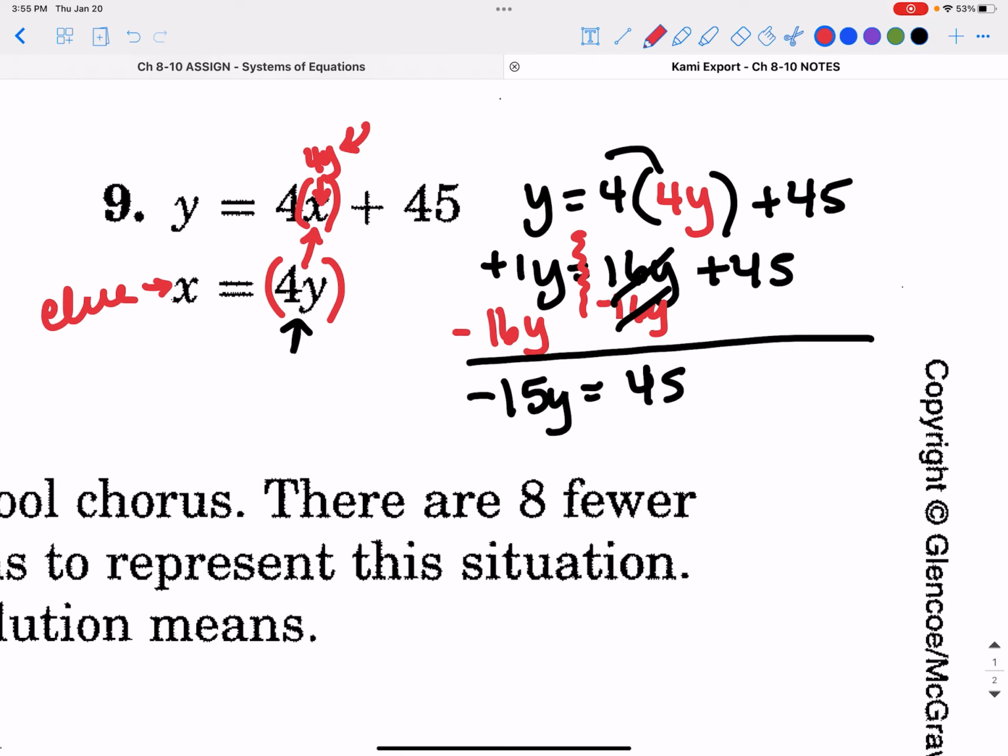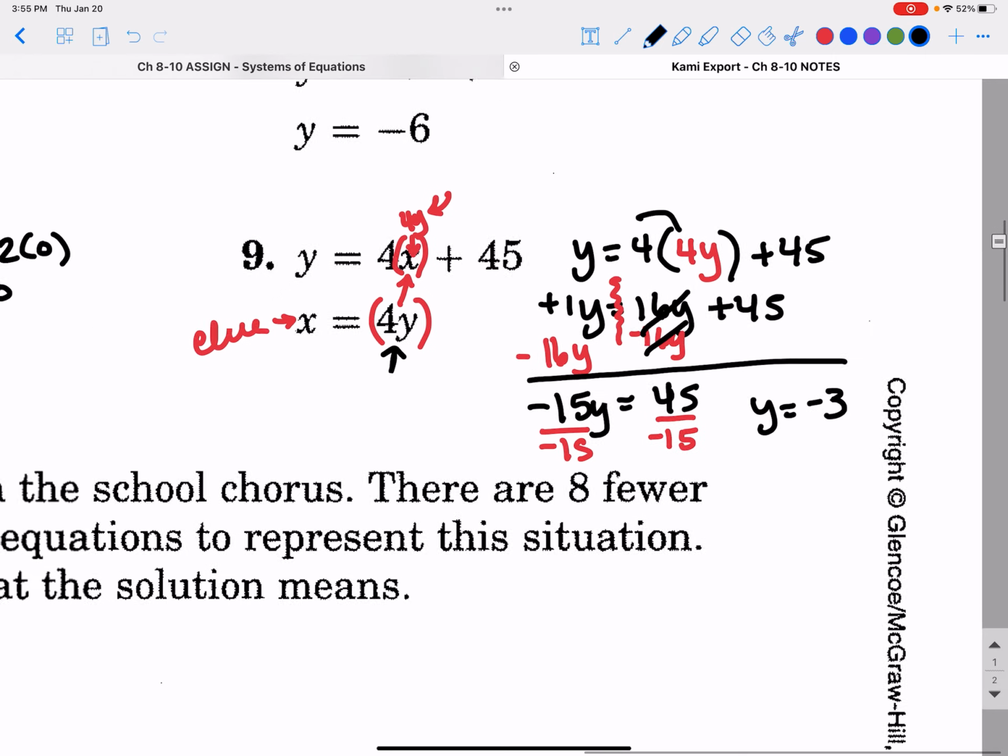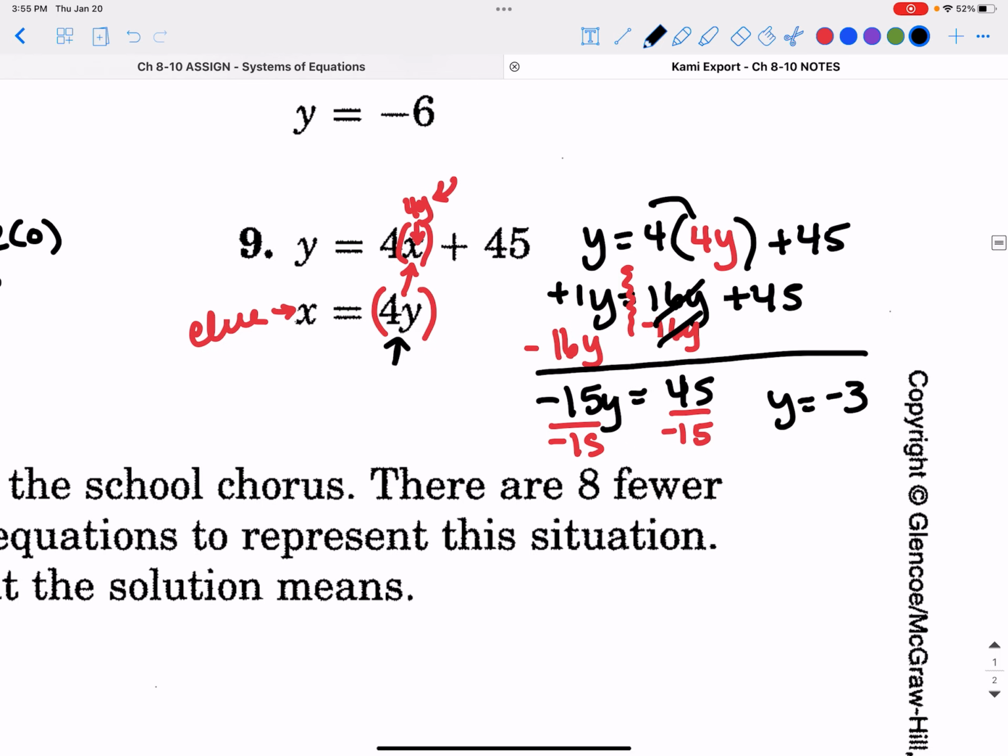And I need to still get y. I need to solve for y here. That's my goal. So I'm going to divide by negative 15 and divide by negative 15. And I get that y equals negative 3. When you put in your calculator 45 divided by 15, you get 3. So I know part of my puzzle, right? And if you're thinking about your answer here, your answer is going to be an ordered pair with an x and a y. Well, I now have found part of my puzzle. I know that y equals -3. I've got part of it.